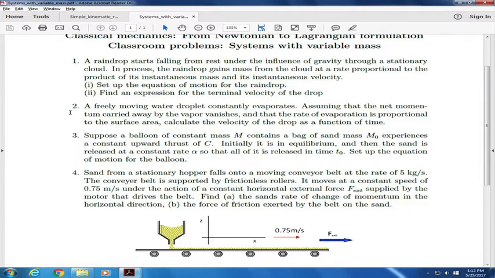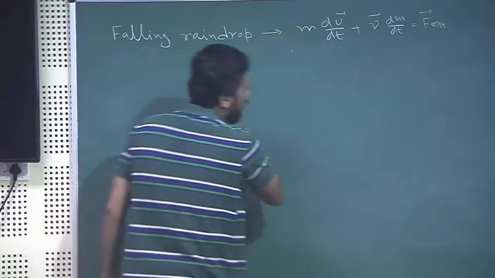A raindrop starts falling from rest under the influence of gravity through a stationary cloud. In the process, the raindrop gains mass from the cloud at a rate proportional to the product of its instantaneous mass and its instantaneous velocity. The question is, first we have to set up the equation of motion for the raindrop, and then we have to find an expression for the terminal velocity. And that is very, very nice, because here we do not have any resistive forces, still we could get a terminal velocity. Okay, so let us try to solve this on the board.